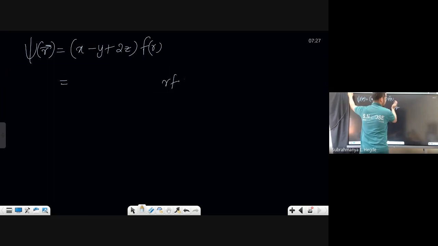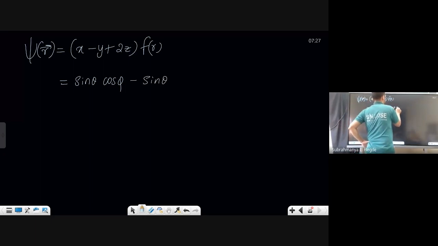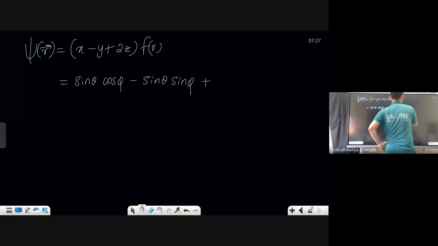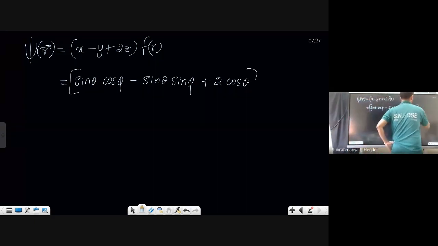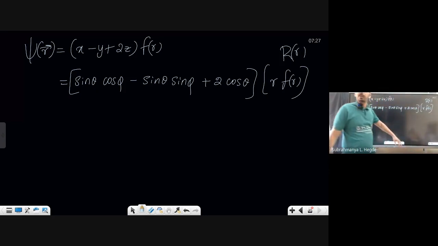So psi of r is x minus y plus 2z into f of r. Now r into f of r I will keep to one side. r is common here. In each of these, x is sine theta cos phi, y is sine theta sine phi, and z is 2 cos theta, into r into f of r. This is R of r.